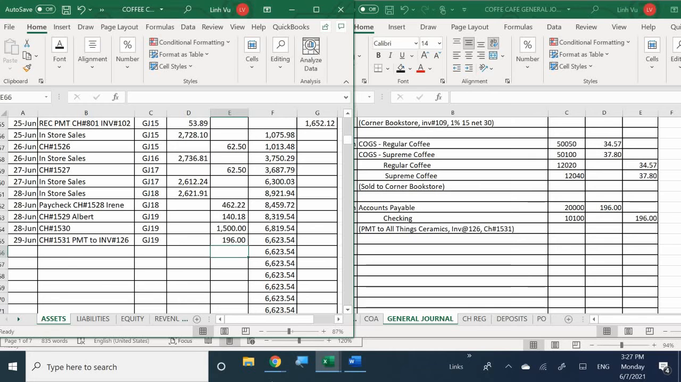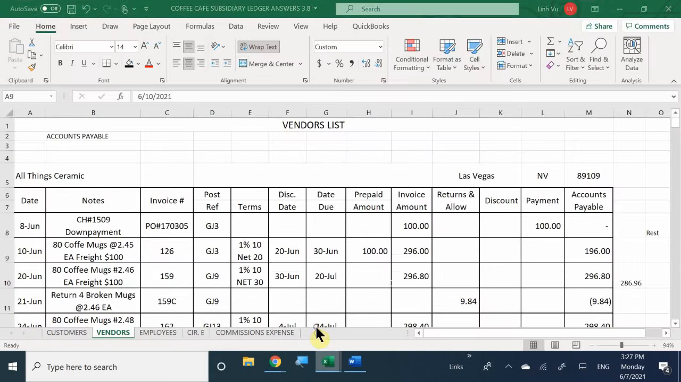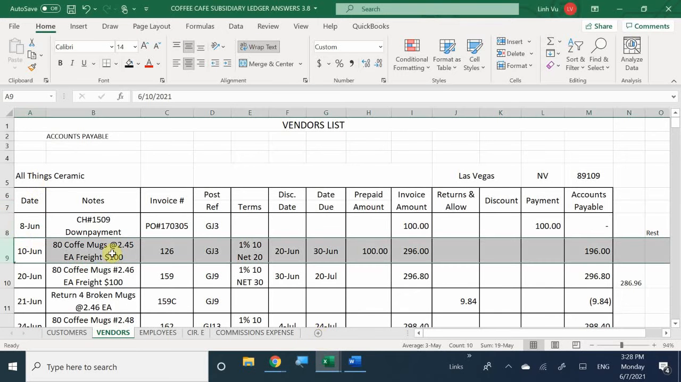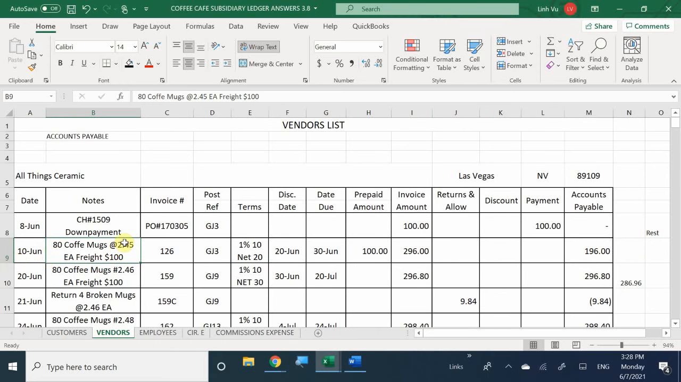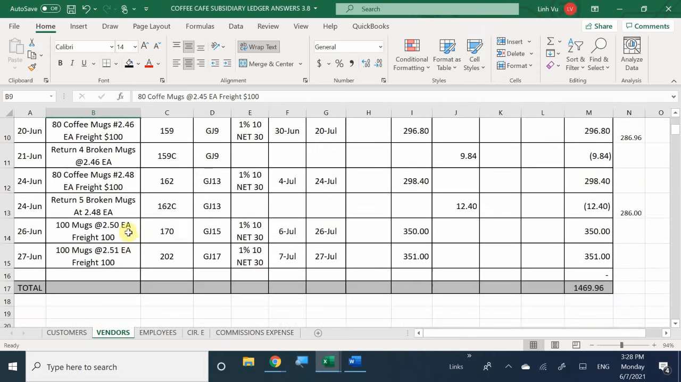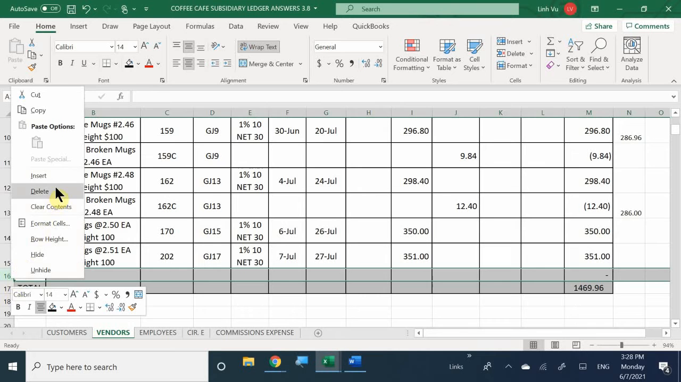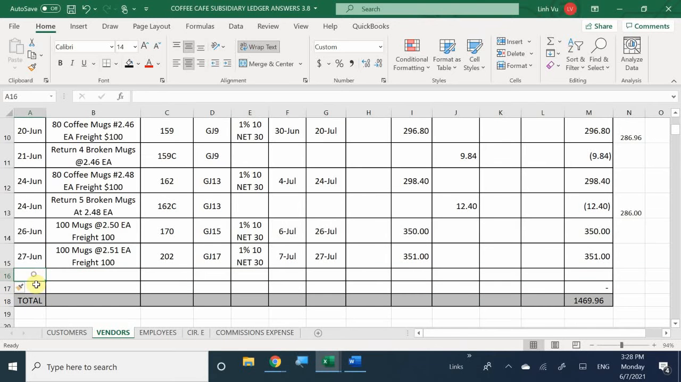All right, so we still have to go to the subsidiary ledger, right? Because we have to update that we don't owe All Things Ceramics for invoice number 126. Okay, so here we are. It's up to you if you want to highlight it so you know that this bill has been paid already. Most cases, you just have to keep track of it really well. I'm going to go ahead and insert a little line here. Okay, so it's 629.